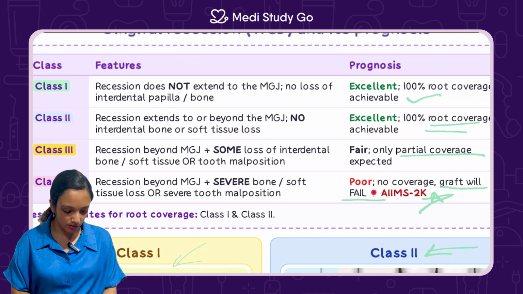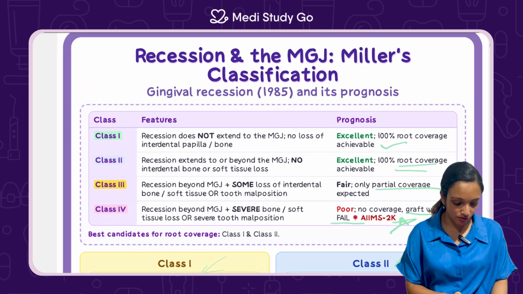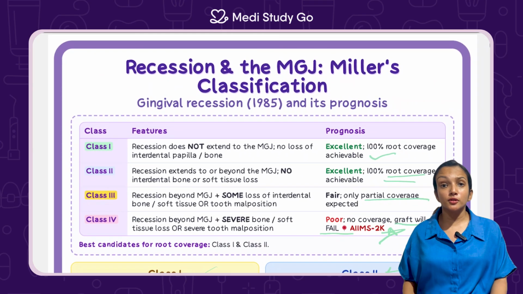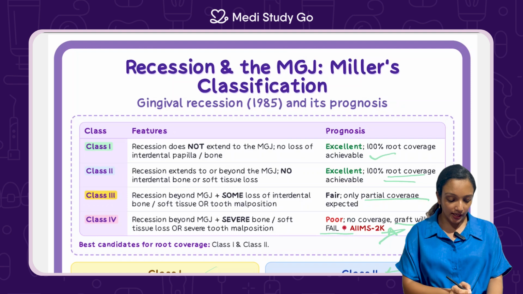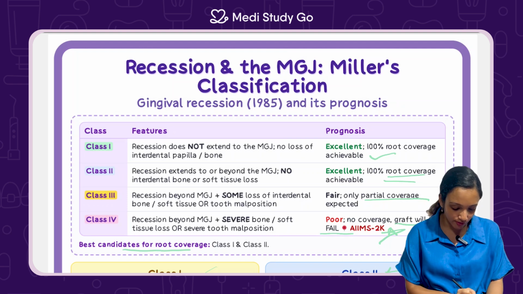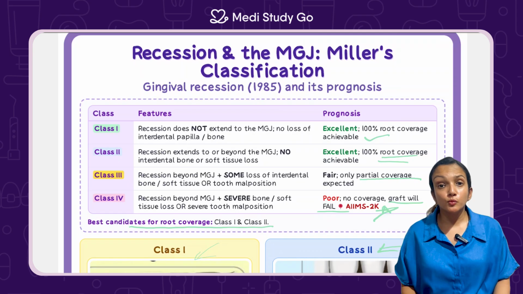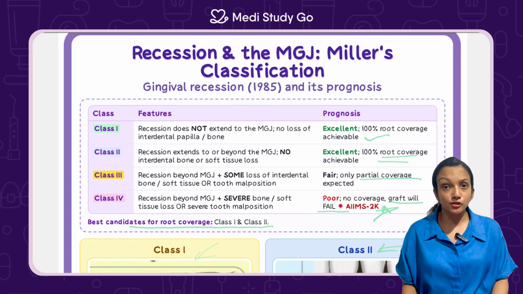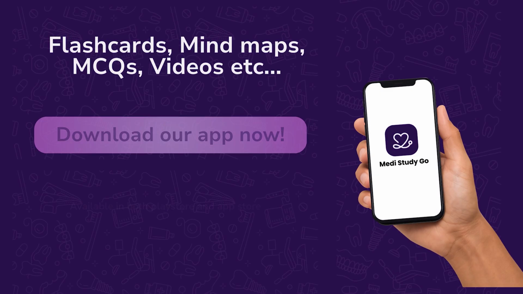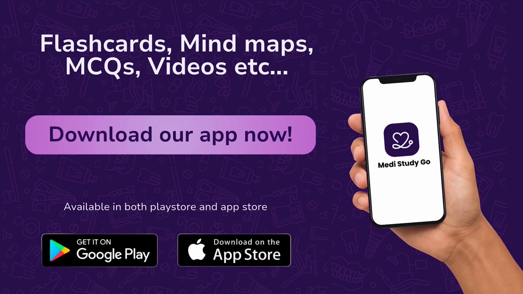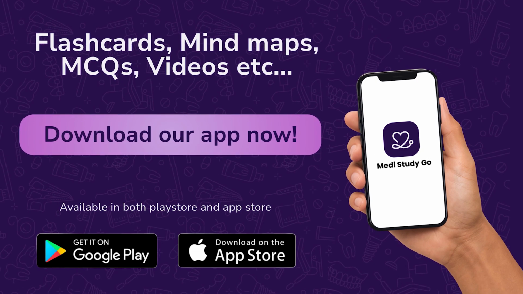So this is about Miller's classification of recession. So here you make use of the mucogingival junction to classify recession into 4 types. Again, remember this, the best candidates for root coverage are class 1 and class 2. So for this, we have referred to the notes from the NEET Resources section on the MediStudyGo app. So you all can access these notes as well and have a look at them and refer to them.